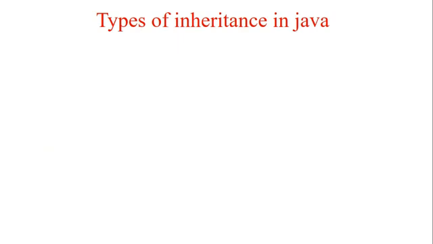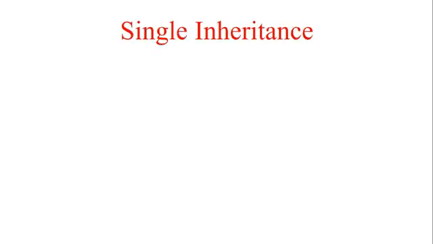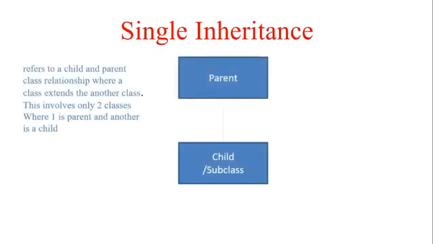Now I'll start with the types of inheritance. Types of inheritance involve single inheritance, multi-level inheritance, hierarchical inheritance, multiple inheritance, and hybrid inheritance. Let's cover them one by one in each of the slides next. Let's first cover single inheritance. Single inheritance refers to a child and parent relationship where one class extends another class, and it involves only two classes, where one is parent and another is child.